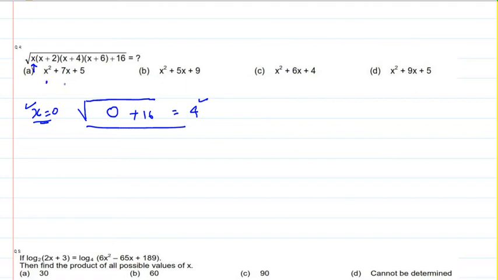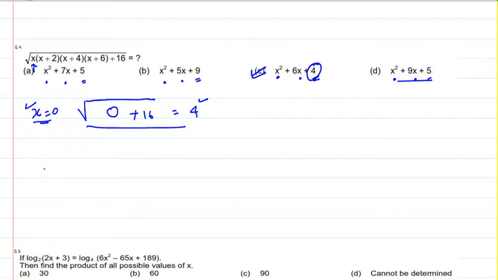If I put 0 in this, the outcome is 5. If I put 0 in this, the outcome is 9. If I put 0 in this, the outcome is 4. If I put 0 in this, the outcome is 5. So there is only one answer option that gives me an outcome of 4. Answer option C. What I was able to do in this problem was verify the constant part. When you put x equal to 0 in any equation, all the terms are cancelled and you are able to verify the constant.